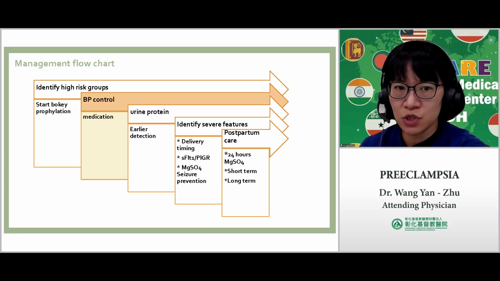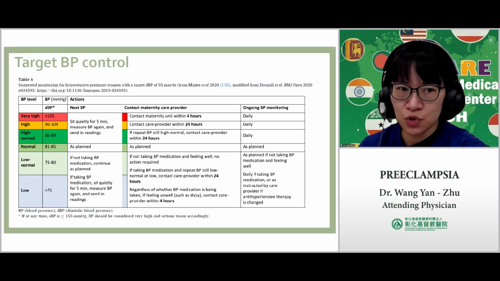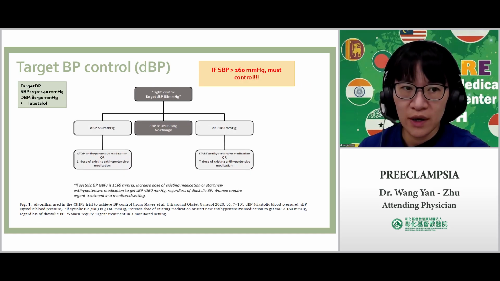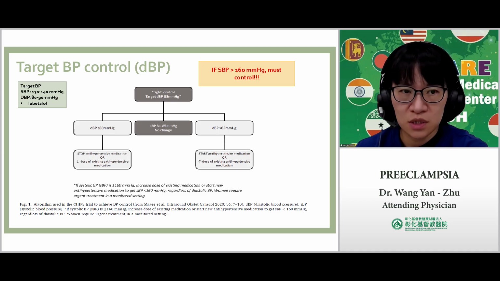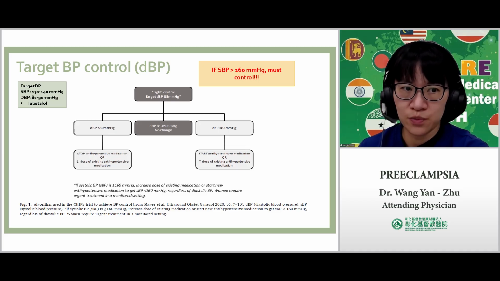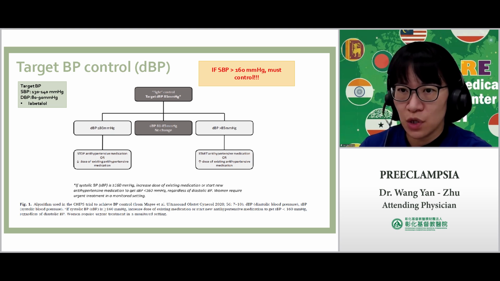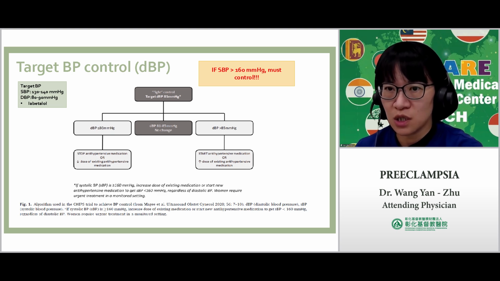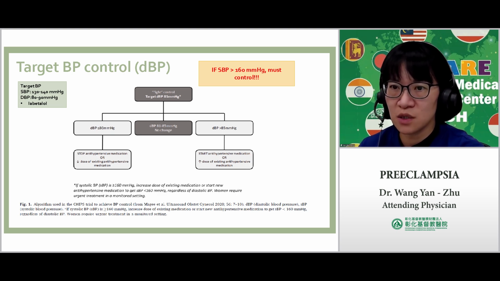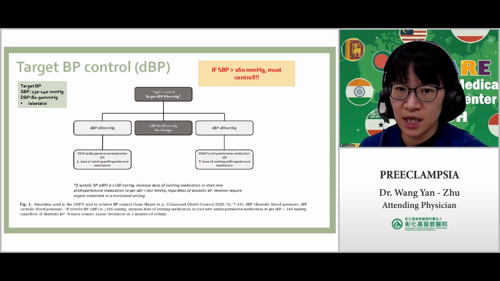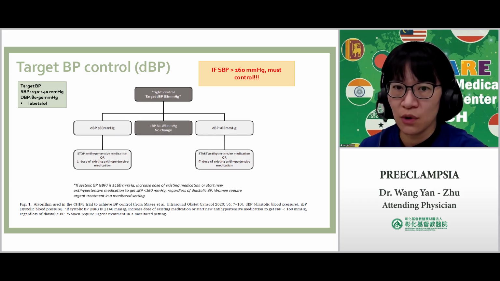Okay, now we come to blood pressure control. So for the target blood pressure control, we think it's best to control the SBP at 130 to 140, and the diastolic blood pressure at 80 to 90. And of course, we have to know that if your systolic blood pressure is greater than 160, you must immediately give them medication, or otherwise they may have a stroke or other complications.